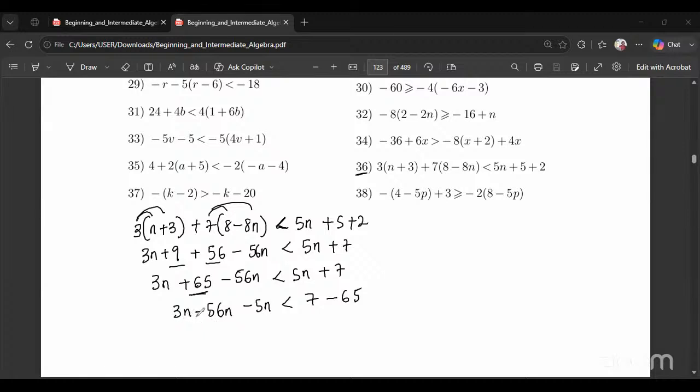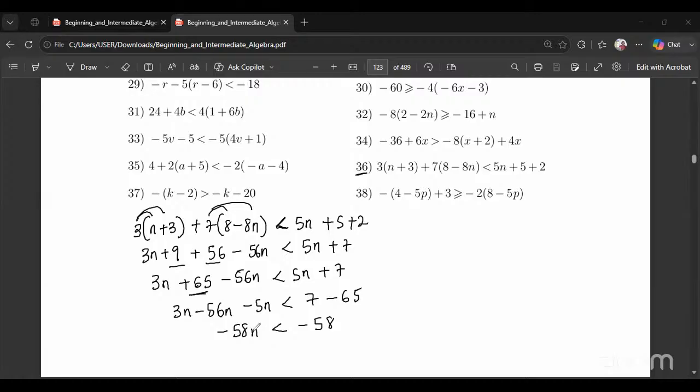From here, we have 3n minus 56n, and that will give us minus 53n, and minus 53n minus 5n will give us minus 58n, and that is less than 7 minus 65. That will give negative 58. So all we need to do here is to divide everybody by negative 58.